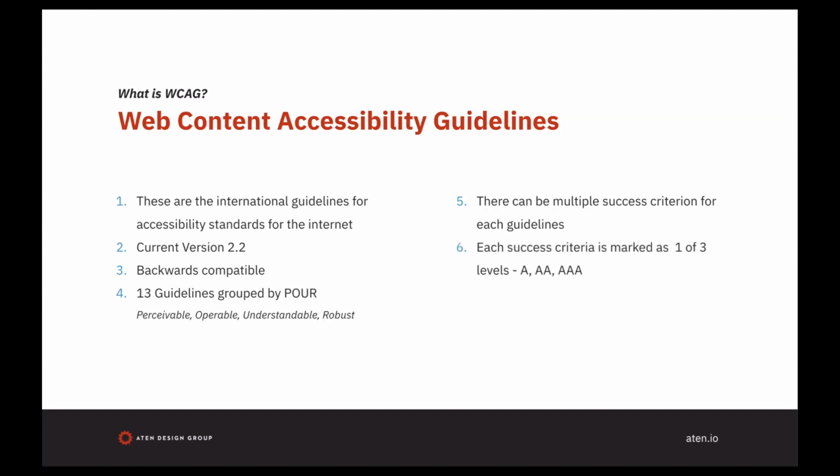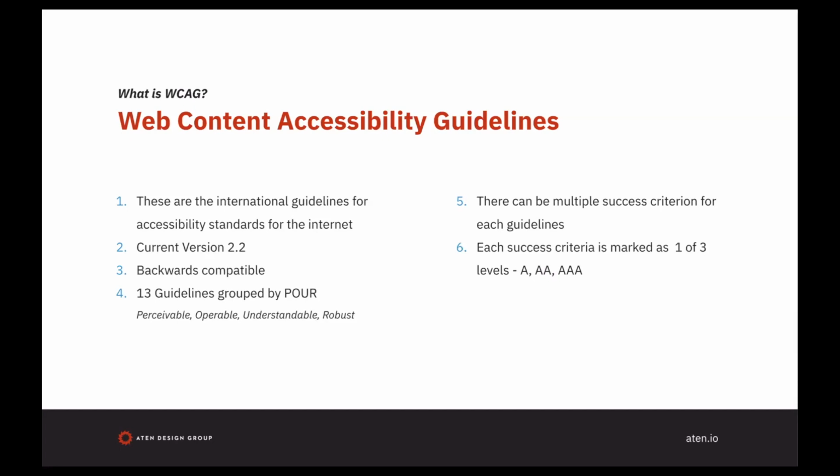Each success criteria is marked as one of 3 levels, A, AA, or AAA. A is that bare minimum that everyone should be hitting. All of these are relevant to pretty much every website or digital asset that you may have, such as providing accurate alternative text for images, for example.